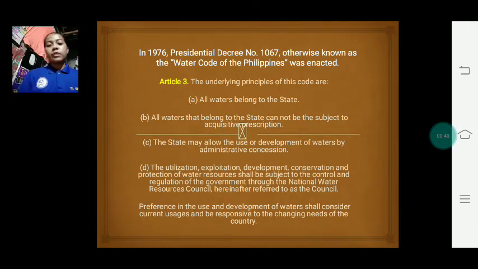In Article 3, the underlying principles of this code are the following. A, all waters belong to the state. B, all waters that belong to the state cannot be the subject of acquisitive prescription. C, the state may allow the use or development of waters by administrative concession.